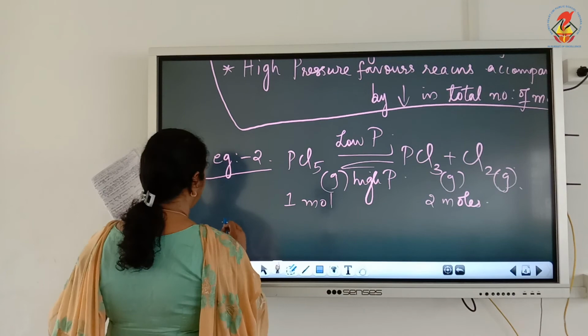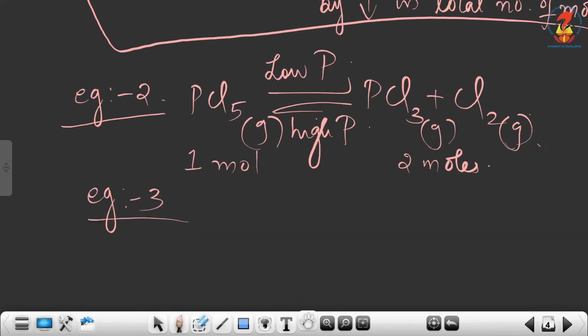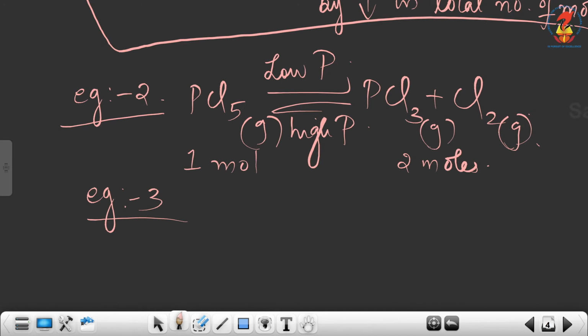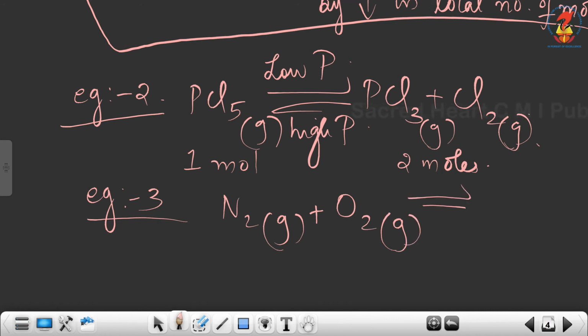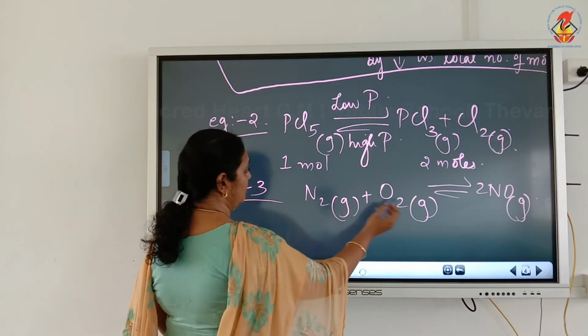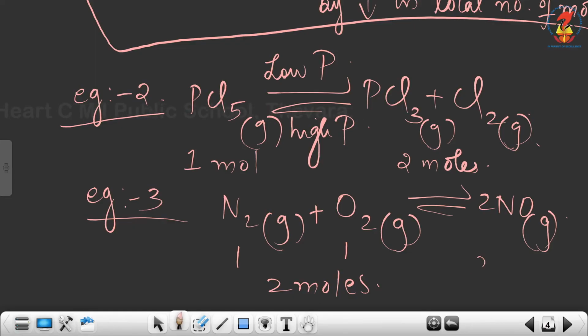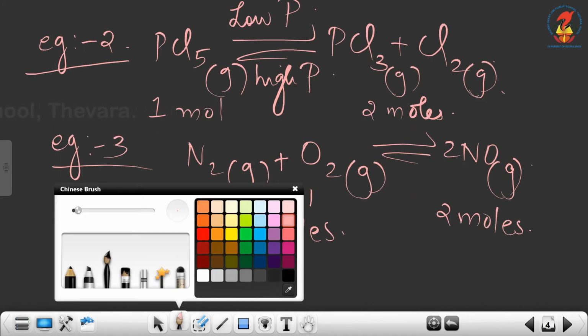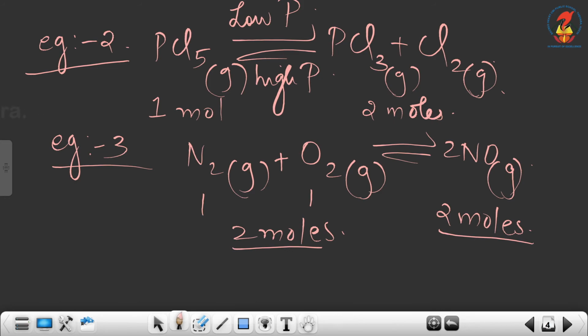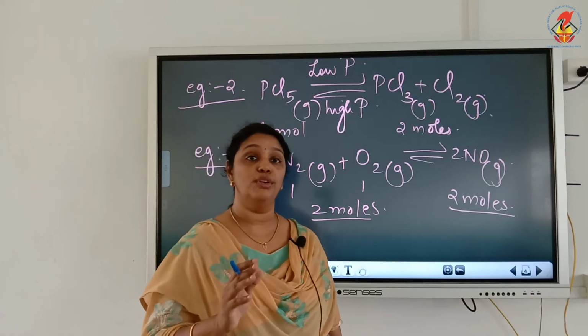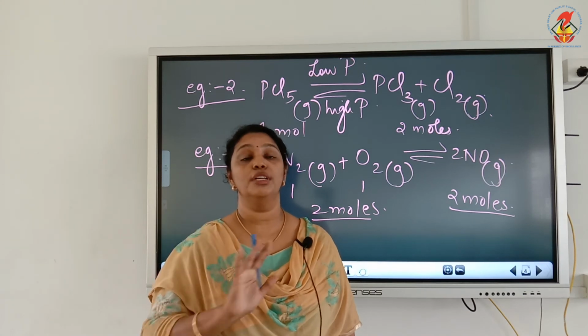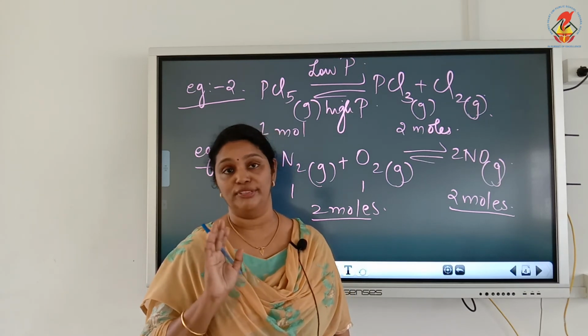Okay, now there is another example, example number 3. That is N2 plus O2 in equilibrium with 2NO. Now in this case the total number of moles of reactants is 1 plus 1, which is equal to 2 moles, and the product is 2 moles. So the total number of moles of reactants and products remains the same, 2 moles and 2 moles. If the total number of moles remains the same, then we say that pressure has no effect on the equilibrium of this reaction.